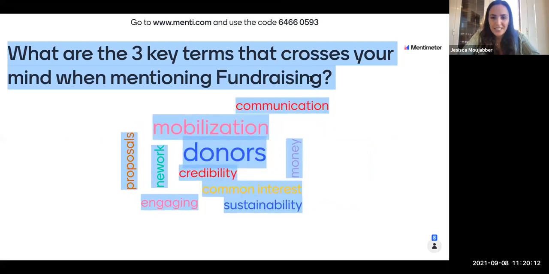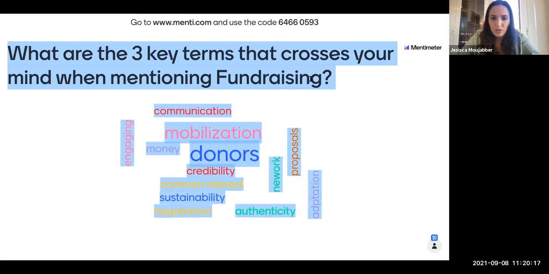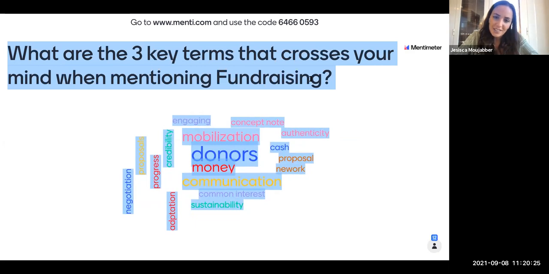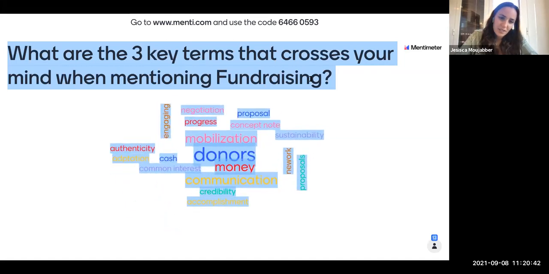So I think donor is still the main key term. We have mobilization, proposals, adoption, we're still waiting for the rest. We have 12 actually who joined so far. Concept note. Proposals.